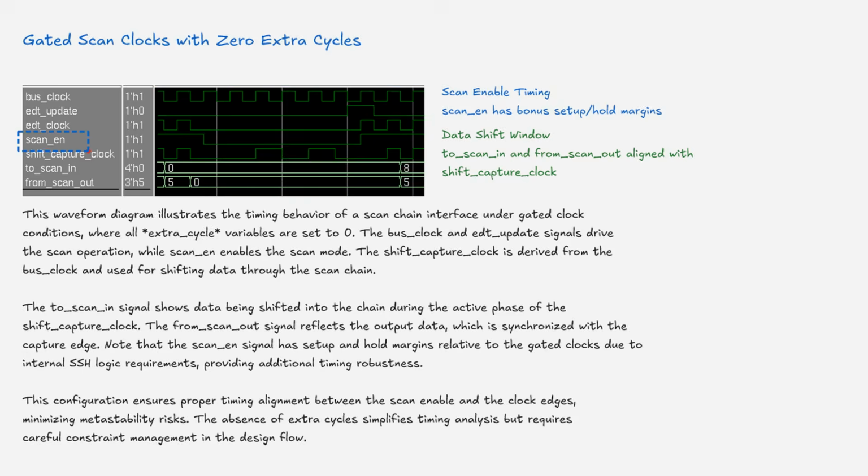This waveform diagram illustrates the timing behavior of a scan chain interface under gated clock conditions, where all extra cycle variables are set to 0. The bus clock and EDT update signals drive the scan operation, while scan enable enables the scan mode. The shift capture clock is derived from the bus clock and used for shifting data through the scan chain. The to-scan-in signal shows data being shifted into the chain during the active phase of the shift capture clock. The from-scan-out signal reflects the output data, which is synchronized with the capture edge.